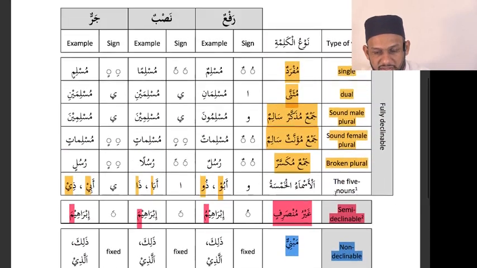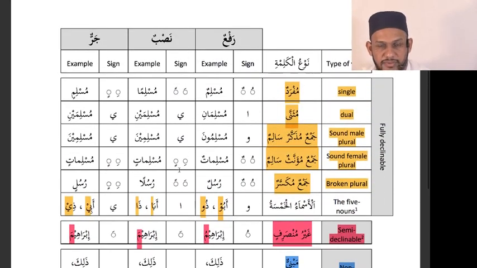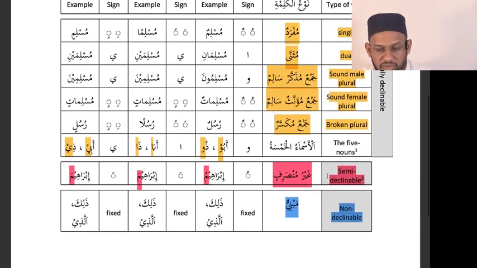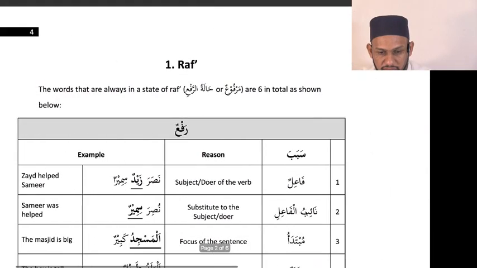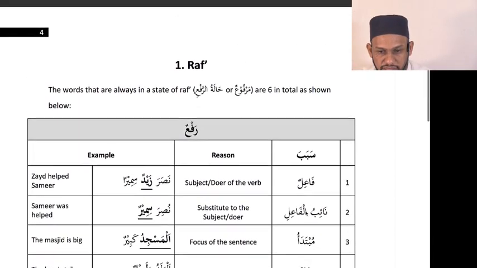Then those are all the ones who can change in raf, nasb, and jar. Then the ones who can semi-change are called semi-declinable, or ghayru munsarifin. They can't really change well, and they can't take a tanween, and they can't take a kasra. And we did mabni. That's what we did last week, inshallah. So hopefully you have all this in front of you. So let's carry on here.